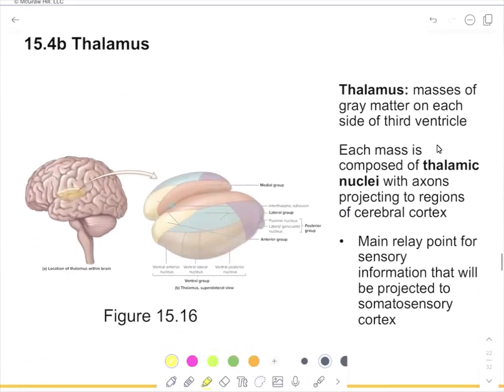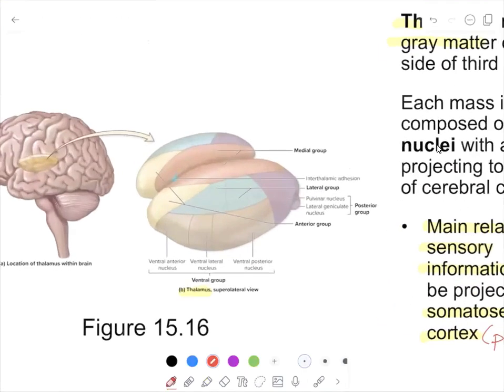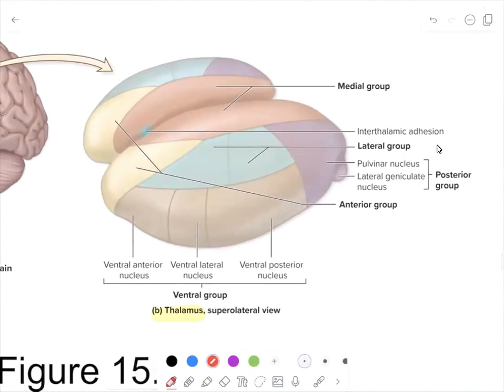The thalamus is groups of gray matter on each side of the third ventricle. Again, you don't have to know all of the names of these various gray matter, but you should know that it's a main relay point for sensory information that will be projected to the somatosensory cortex, which is in the parietal lobe. So a good way that you can think of the job of the thalamus is that it receives all kinds of incoming information from the rest of the body and decides where to send it.